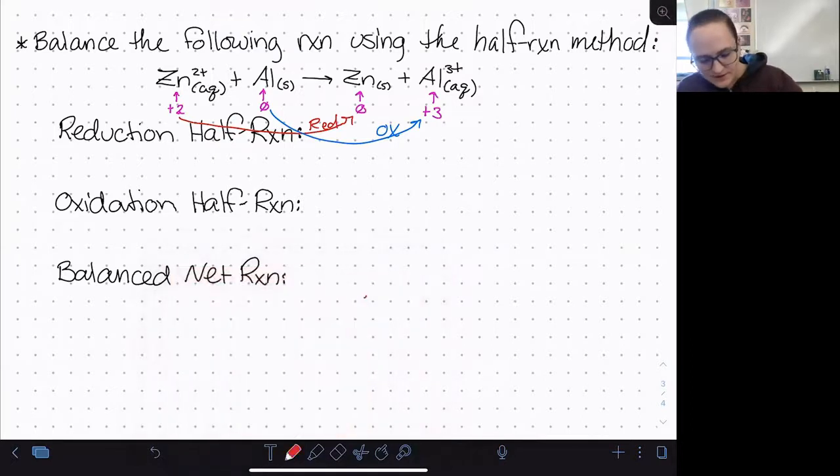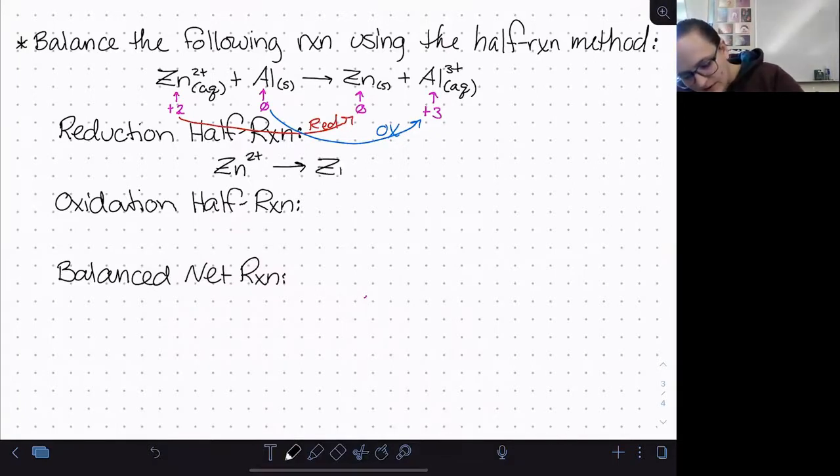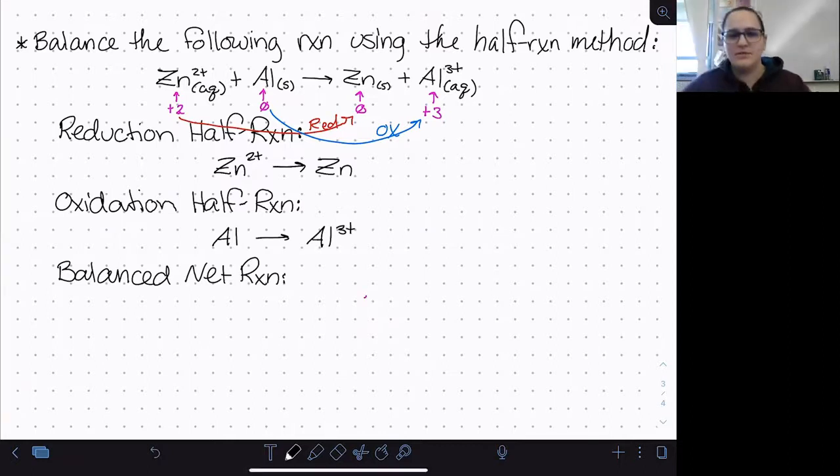So our reduction half reaction is going to have zinc 2+ producing zinc solid, and our oxidation half reaction is going to have aluminum forming aluminum 3+. So from here, we want to balance our half reactions. Both of these are already balanced for mass. We have 1 atom of zinc on each side. We have 1 atom of aluminum on each side.